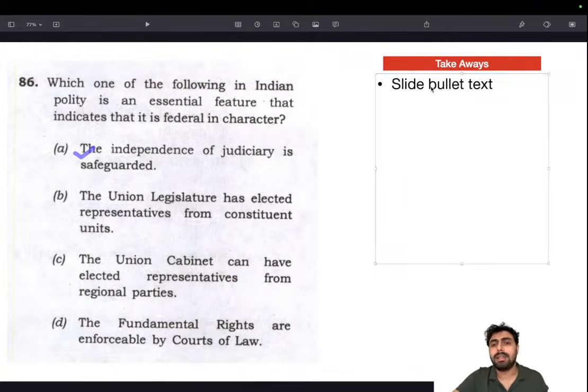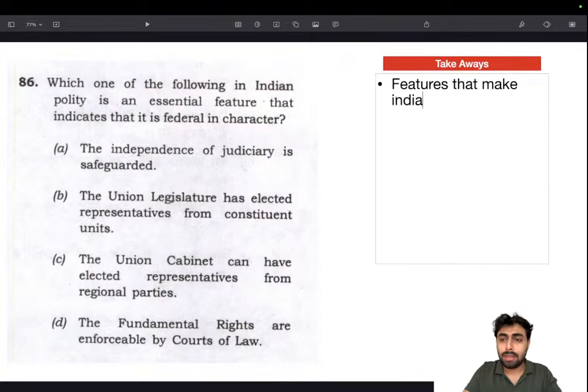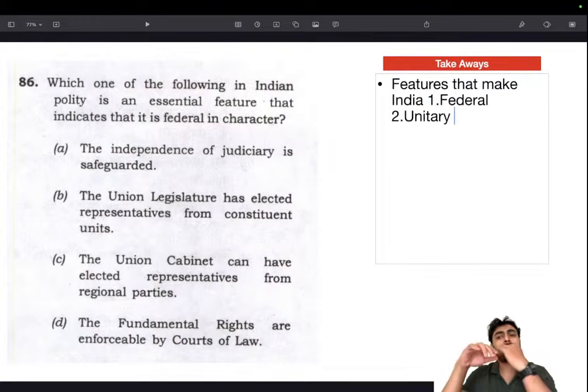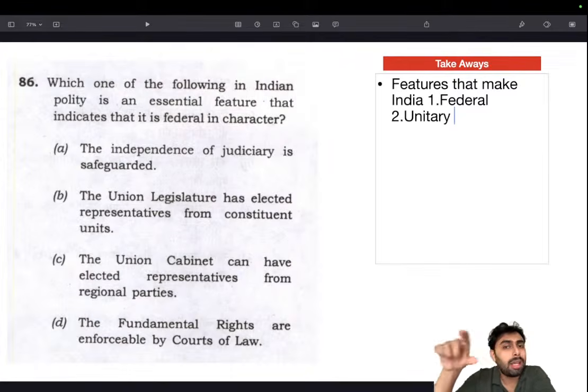The key takeaway is the features that make India, first of all, federal, then unitary. You need to know both. Sometimes it can get confusing, and sometimes certain features make you think that okay, this makes it federal or this makes it unitary, which in reality will be the other way around. So have an idea about the features that make India federal and the features that make India unitary. As I have mentioned, the unitary features like the president's rule, emergency, overriding powers of parliament, financial emergency, things like that are all unitary features.